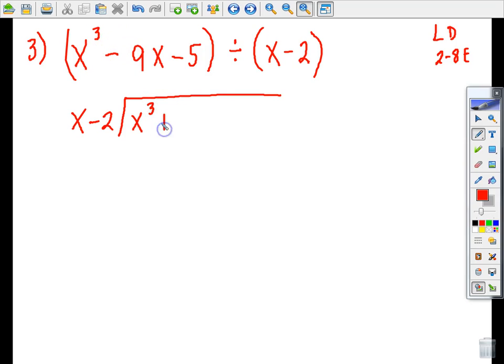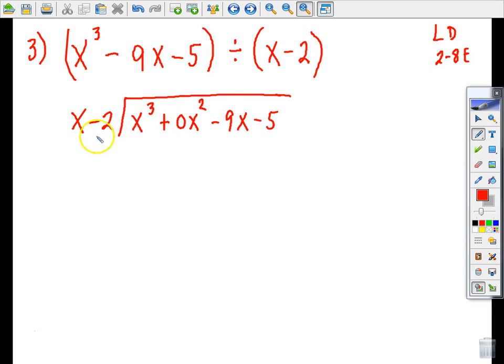You're going to have to plug in, just for spacing purposes, that missing term. Just make it 0x squared. That's very important. If you don't do that, you're not going to get the correct answer. So just pay attention. Do your exponents follow a pattern? In this case, they don't. We're skipping exponent 2, so I filled it in.